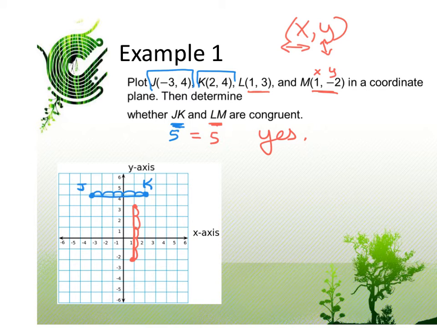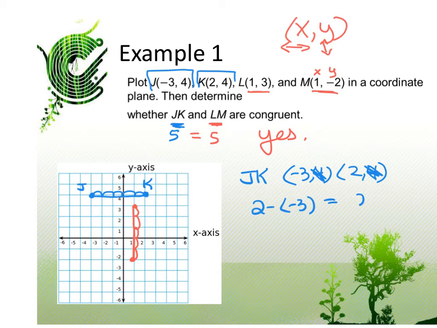Now, let's say you weren't given a coordinate plane. You could also just take the ordered pairs and subtract them. So for JK, -3, 4, and 2, 4. So the numbers that are different, those are going to be the numbers you subtract. Now, you can do big minus small, and then get 2 plus 3 and get 5. Remember the definition said to find the absolute value, but as long as you do bigger number minus smaller number, you don't have to worry about absolute valuing it.